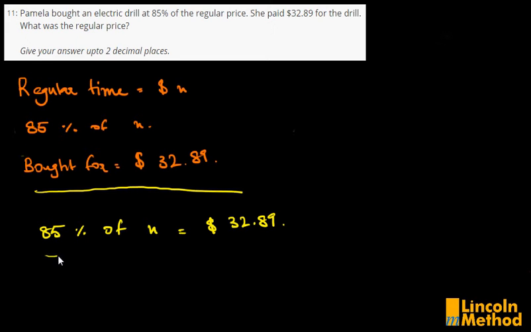Now this gives us a very clear picture of what happened, and it makes it a lot easier for us to solve this mathematically and get to an answer. What we're supposed to do is find this regular price. I've written time here for some reason. I'll change it back to regular price. So the regular price was X dollars. She bought it for 85% of that price, and she paid $32.89. We have this whole picture right in front of us in the form of an equation. So let's solve it and find out the value of X.